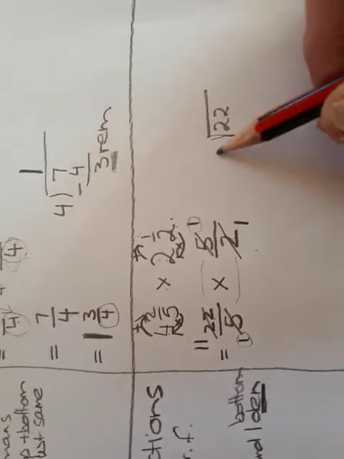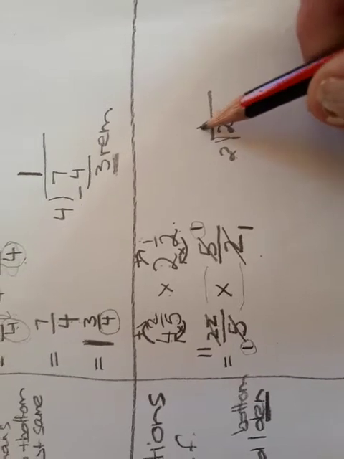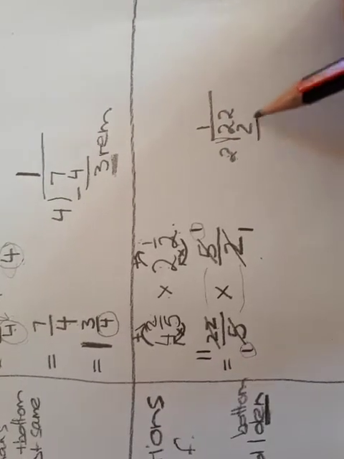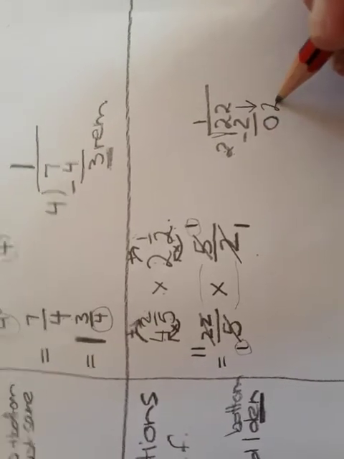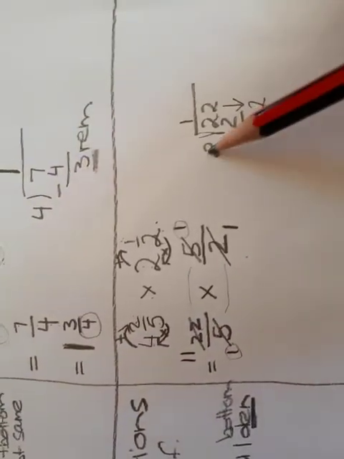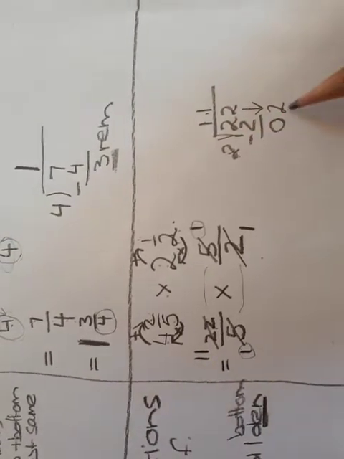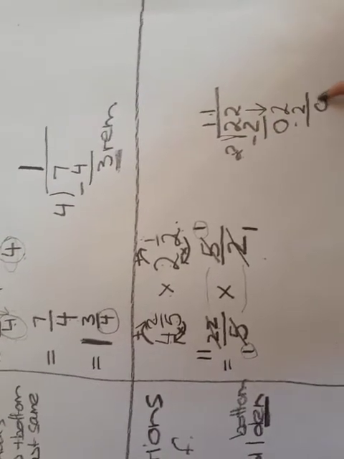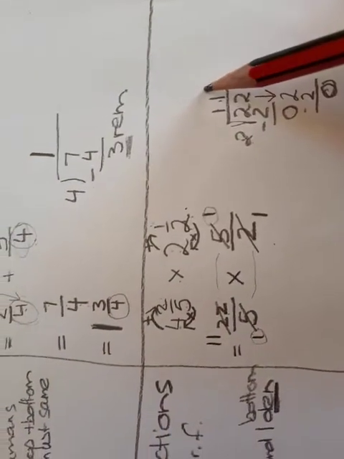22 divided by 2. 2 goes into 2 once. 1 times 2 is 2. Subtract, which gives me 0. Bring down the next number. Okay, now you do it again. 2 goes into 2 once. 1 times 2 is 2. Subtract, which gives me a 0. Okay, that's where you get the 11.